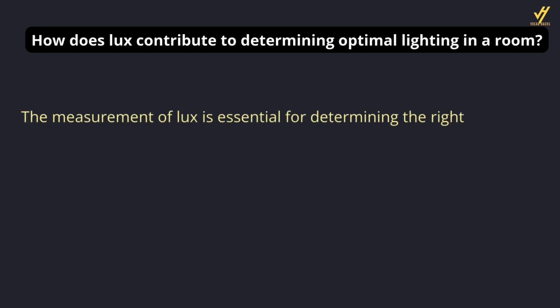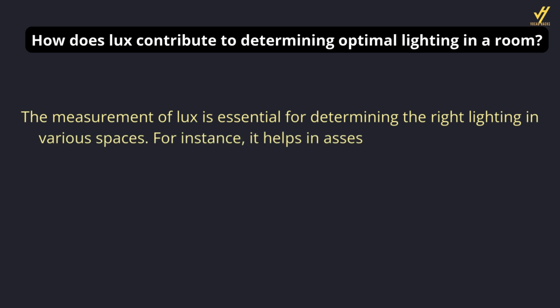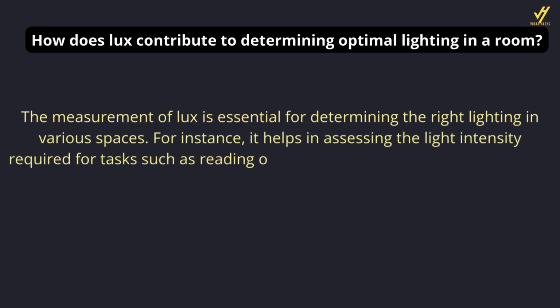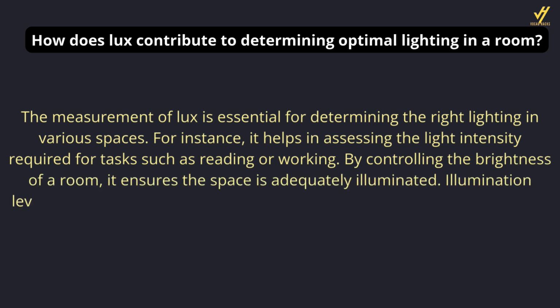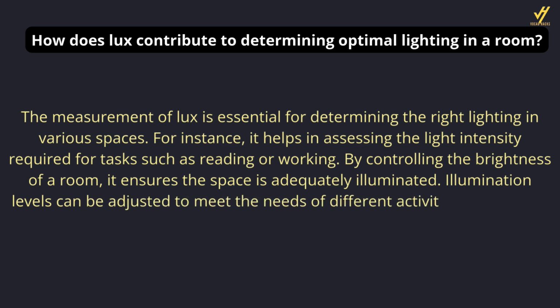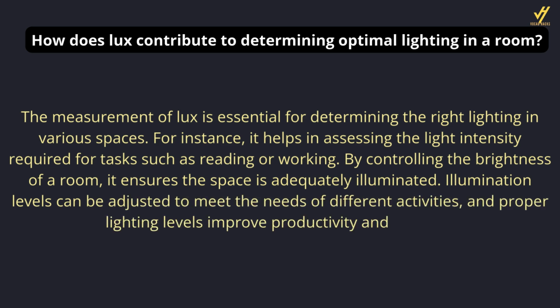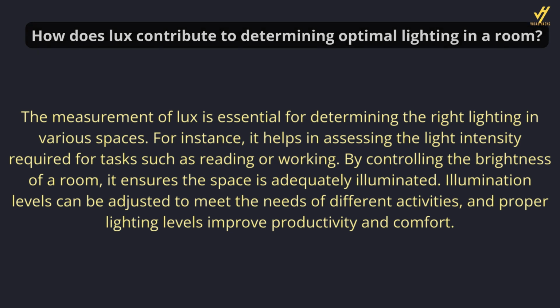The measurement of lux is essential for determining the right lighting in various spaces. For instance, it helps in assessing the light intensity required for tasks such as reading or working. By controlling the brightness of a room, it ensures the space is adequately illuminated. Illumination levels can be adjusted to meet the needs of different activities, and proper lighting levels improve productivity and comfort.